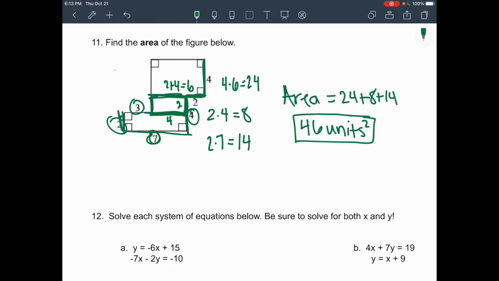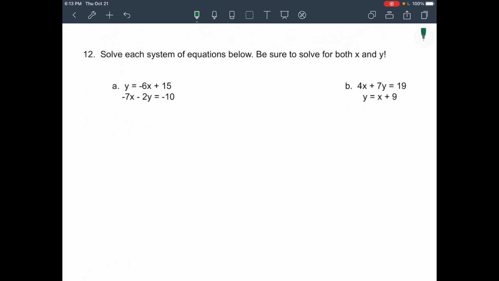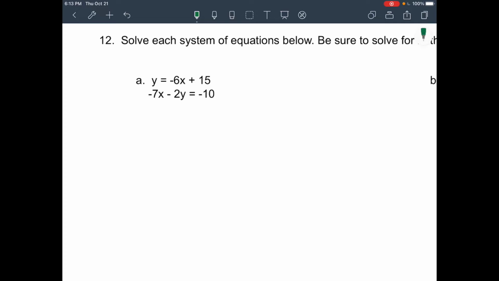All right, so the next one, solve the system. So these two are going to be substitution situations because they both have a y equals. You can do substitution also when it has x equals. So the goal of substitution is to take information and replace it with other information to help you solve things.